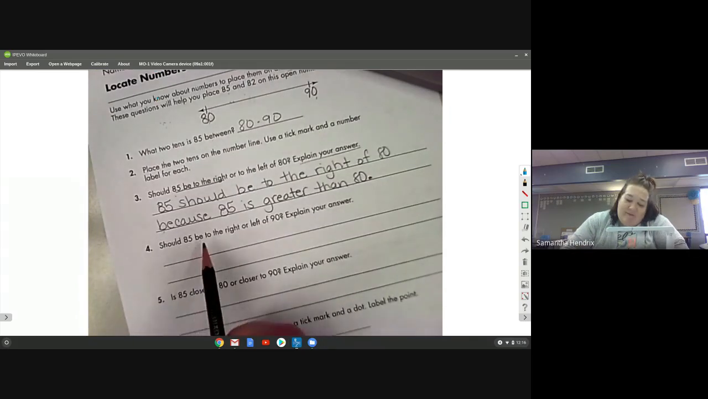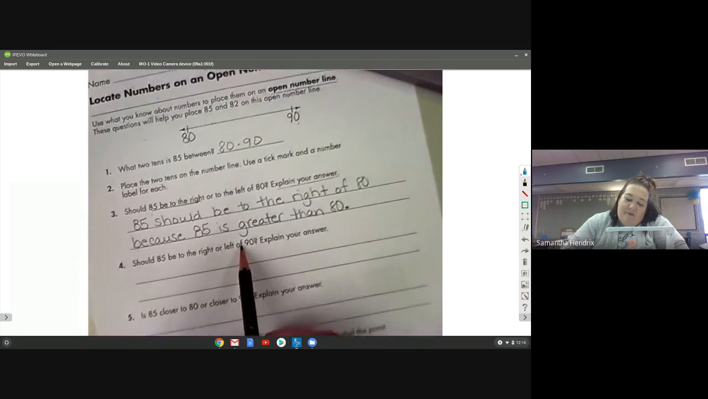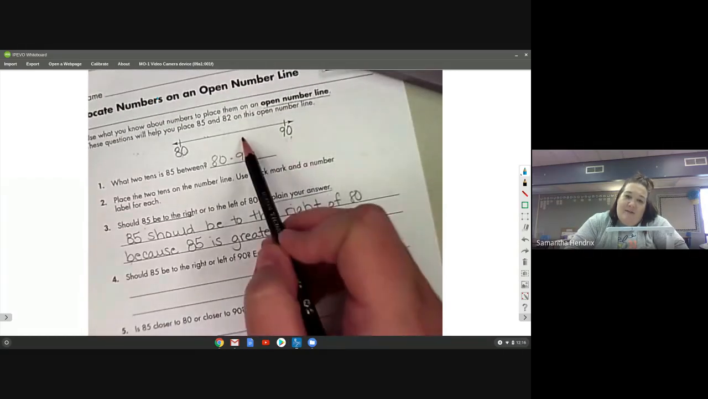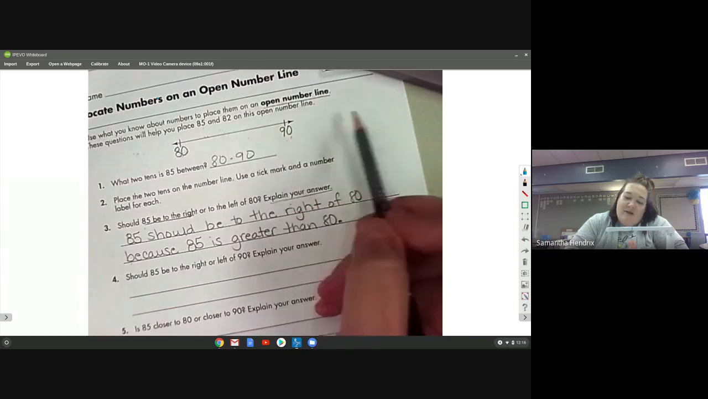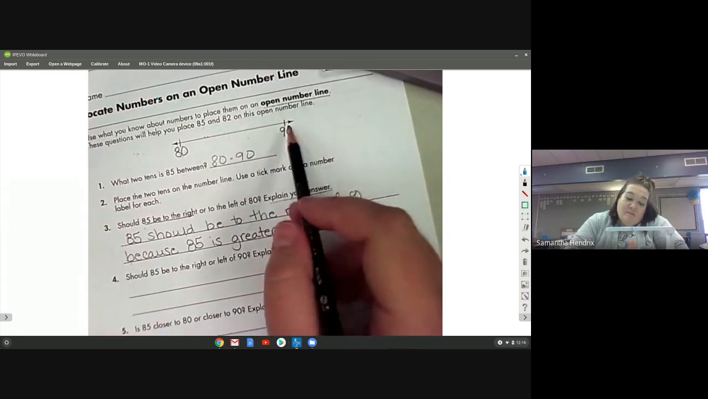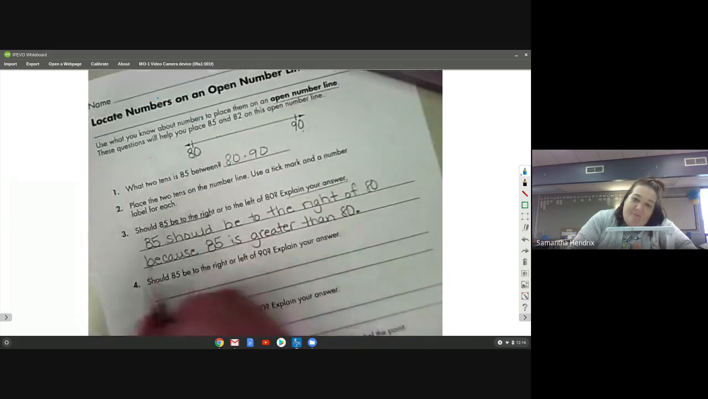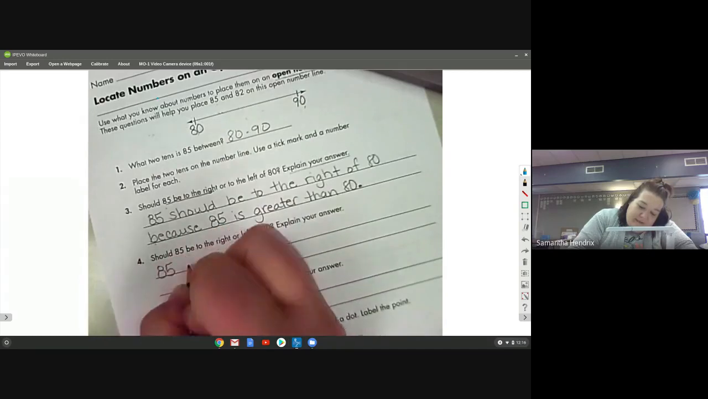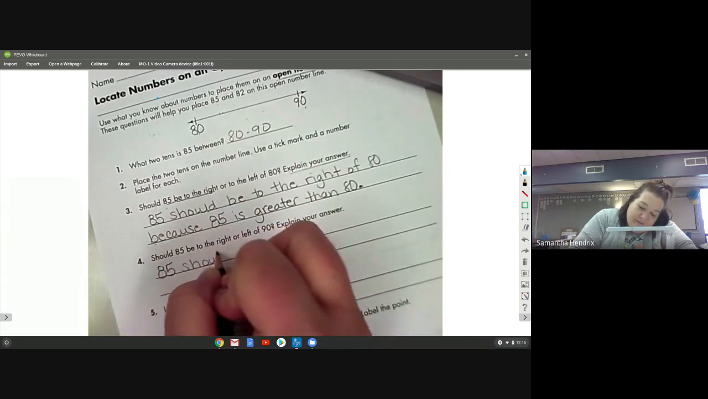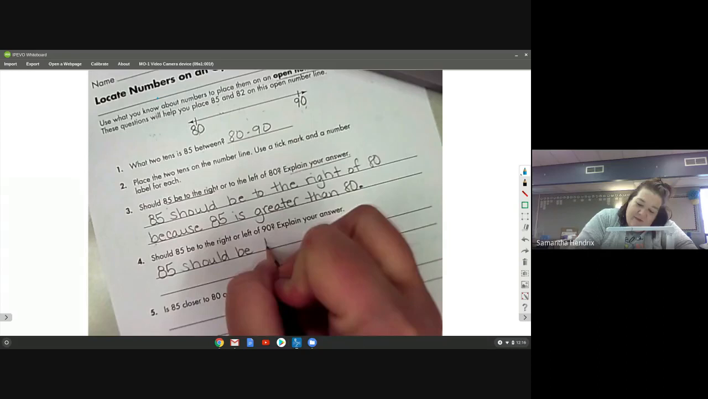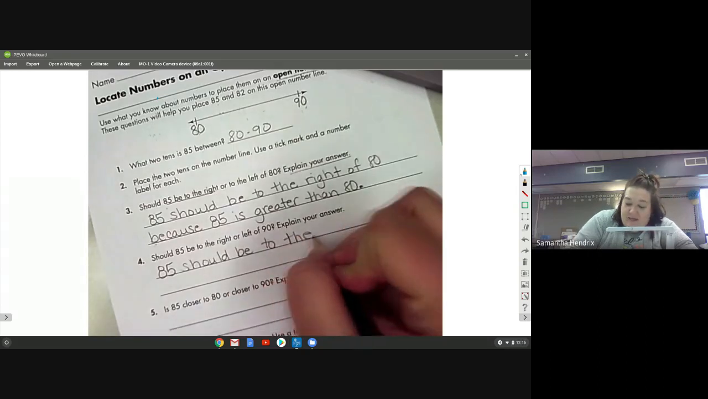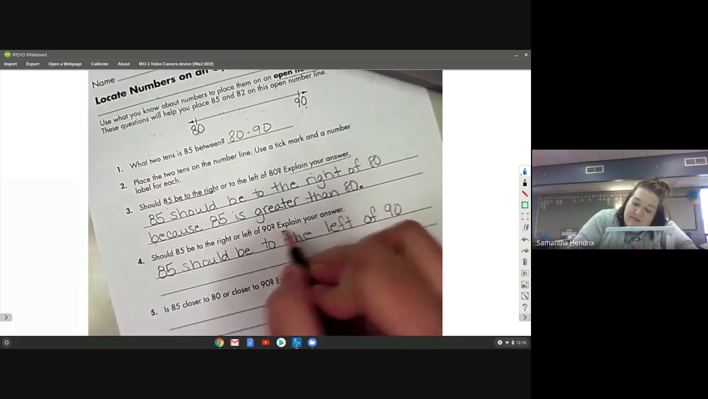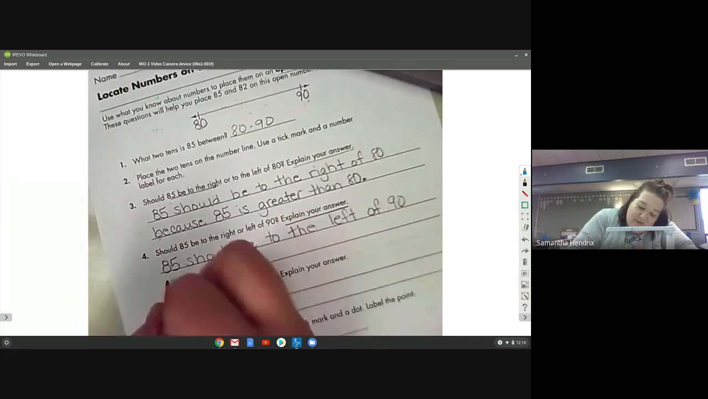Should 85 be to the right or left of 90 and explain your answer? So here's 90, to the right or to the left or to the right. Yes, so we're going to say the same thing. And you can pause anytime you need to. 85 should be to the left of 90. And it says explain your answer. So we're going to tell why.